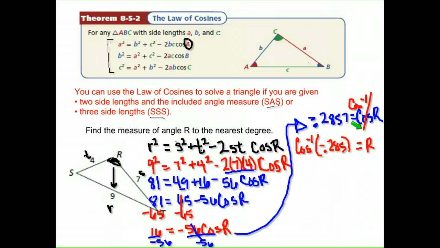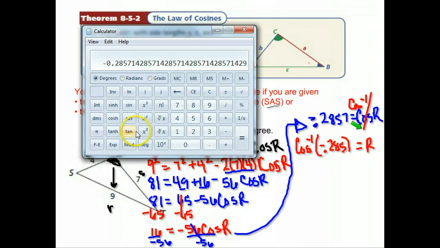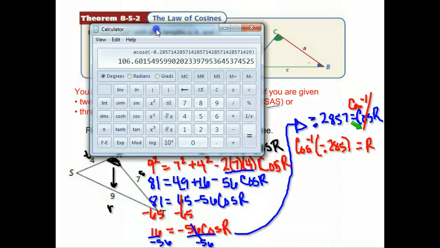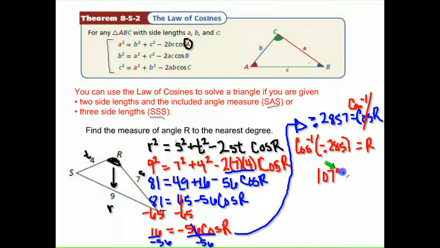Okay, so I almost have my answer. I have negative 0.285714. Just leave that in your calculator and do the inverse cosine. Again, make sure your calculator is set at degrees. Push inverse and then inverse cosine, and I get my answer: 106.6. I don't remember if it said what to round to. Round to the nearest degree. 106.6 rounds up to 107. So my answer is that angle R is 107 degrees.